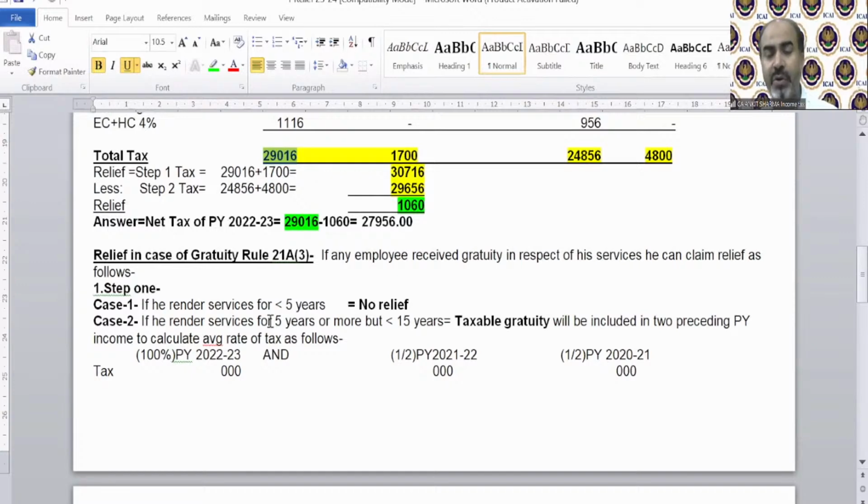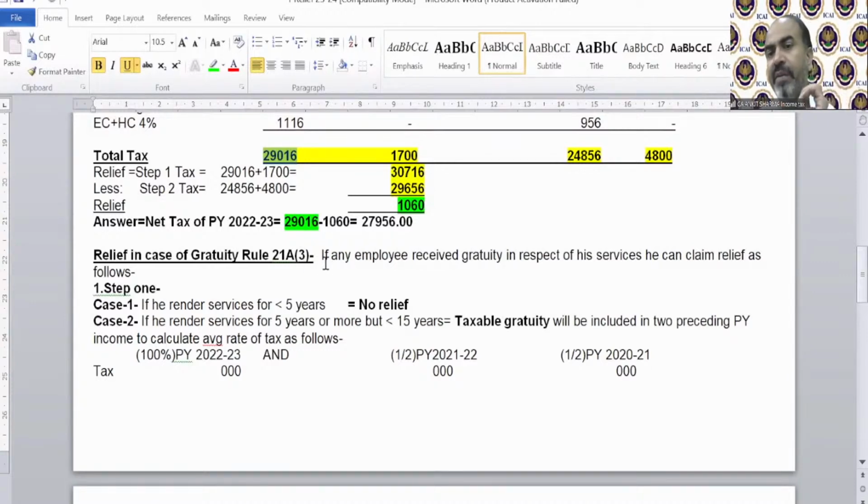Now it's very difficult to tax this amount in the last 15 years proportionately, because the calculation will be very, very difficult. So the department says, okay, we will tax this amount in your current year also. We will see if it is taxed at full value in the current year, and if it is taxed in the last years proportionately. If tax is lower in that case, then you will get the relief as we get in case of arrear of salary. So this is the provision: relief in case of gratuity.